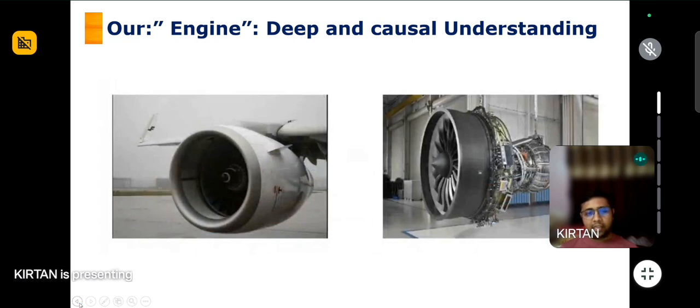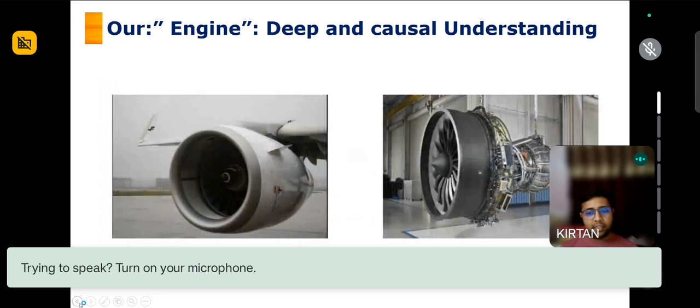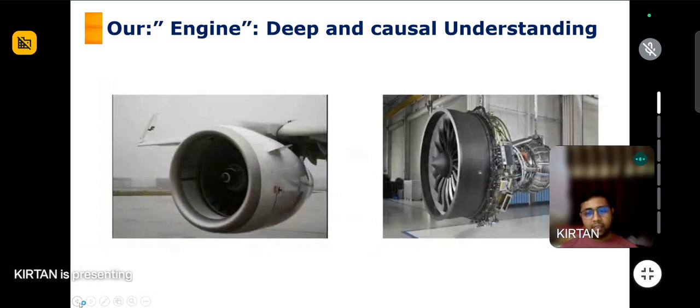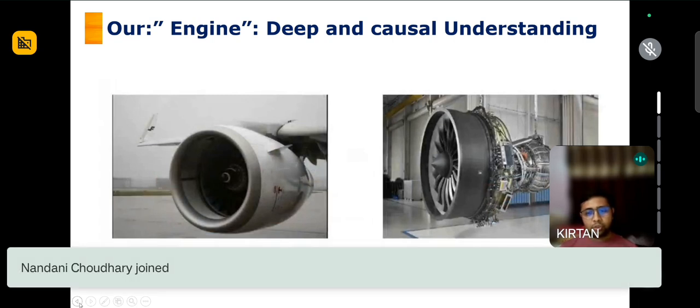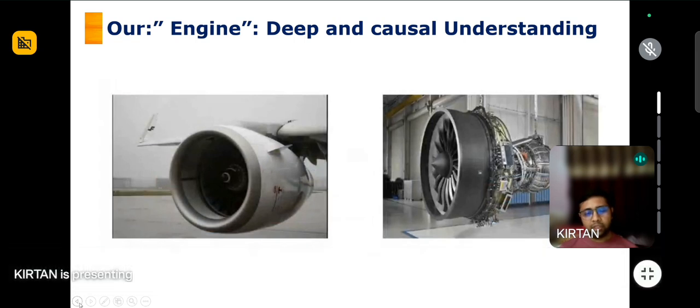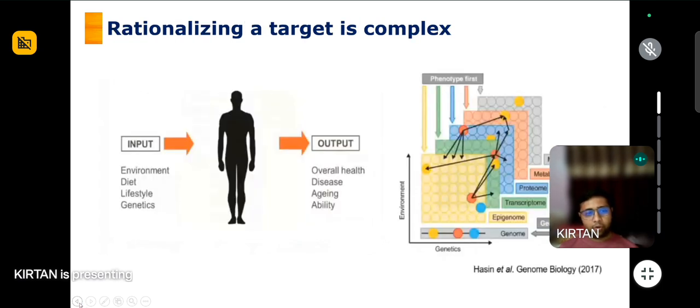Instead of machine parts, we consider the jigsaw sequence data, these jigsaw pieces: the genome sequence, the proteins, the metabolites, and how they interact with each other. In the same way there is an engine. So if you want the human body to work properly without disease, you must understand each and every aspect of the cell components, and that is the most important part of the understanding. Okay.